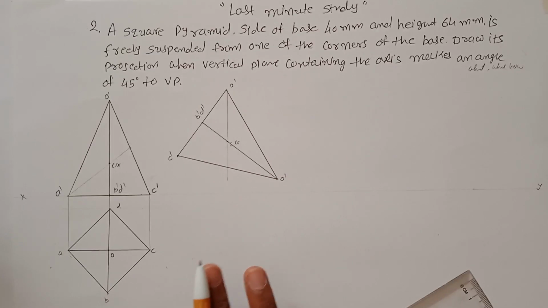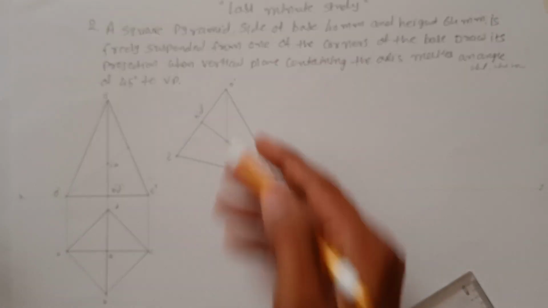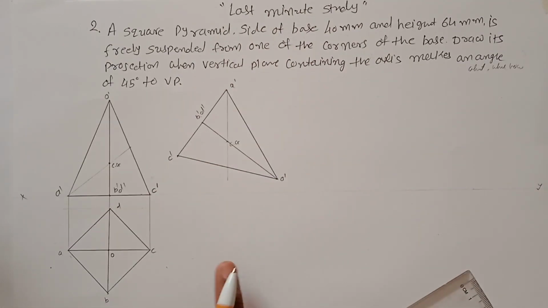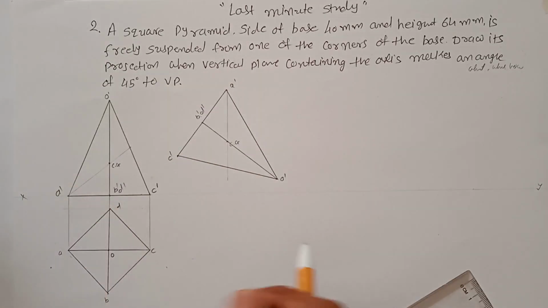So this is how your solid is freely suspended at the point of A dash, which is a corner they have asked for. So this is the intermediate position, or we can say the starting position, because we don't know how to draw it directly, so we have to draw this first.